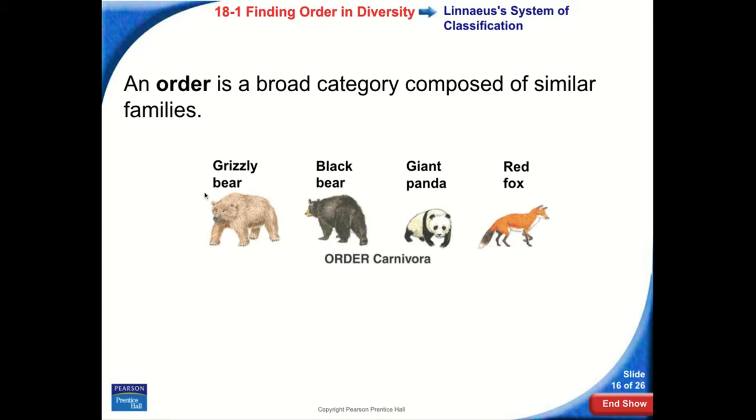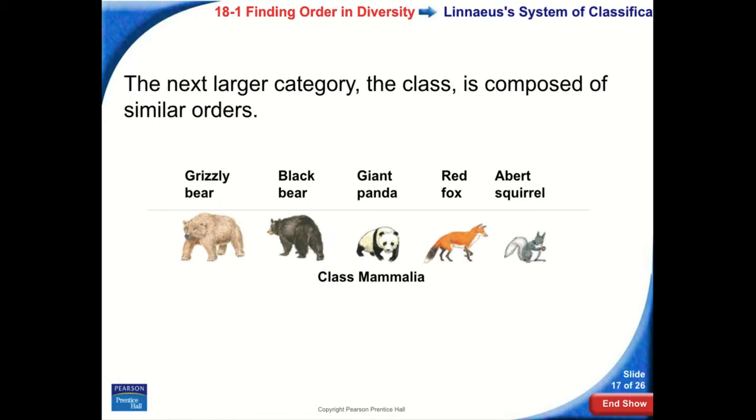So you can see like the grizzly bear and the black bear are very similar, and they were in the same genus. Then the panda was in the same family, but then the red fox is in the same order with all of them. And you can see how it's getting more and more general. Moving up a category, you have the class, like class Mammalia. So all of the mammals would fit in this group. So what do they share? Well, they share the characteristics of being a mammal.